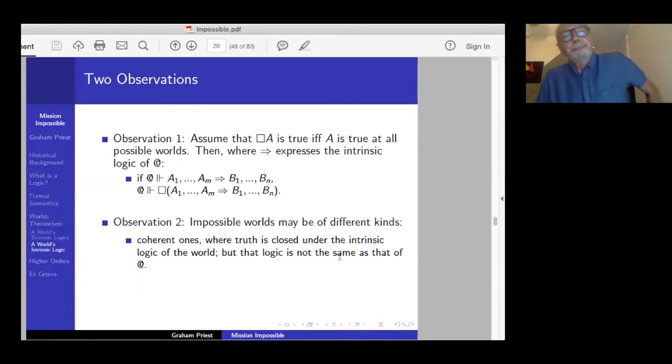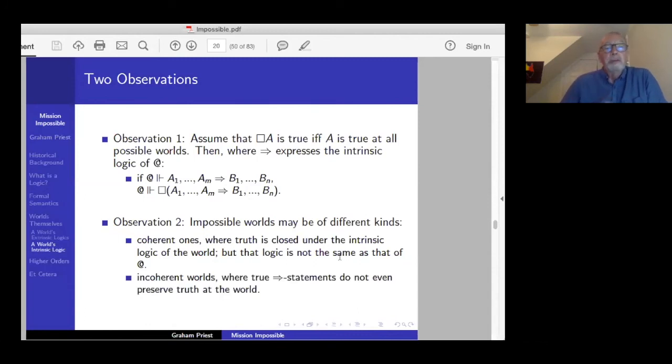A bit more interesting, impossible worlds can be of different kinds. Now, I've already commented on the fact that impossible worlds can be of different kinds. They can be different degrees of unlikeness, as it were. But the construction adds a new possibility here, because some impossible worlds are going to be coherent. That is, truth is closed under the intrinsic logic of the world. So the world has an intrinsic logic, it's just not the same as the actual world.